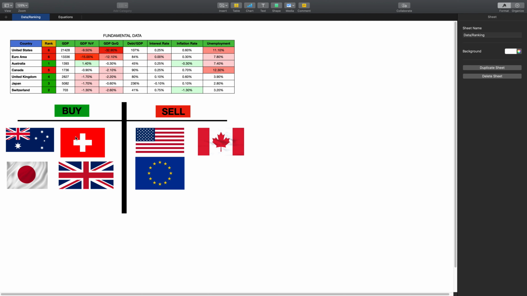And then this is just something that I wanted to make up. It's kind of a good visual. It tells you what the strongest ones are. I just use the flags for it, just a quick little visual.